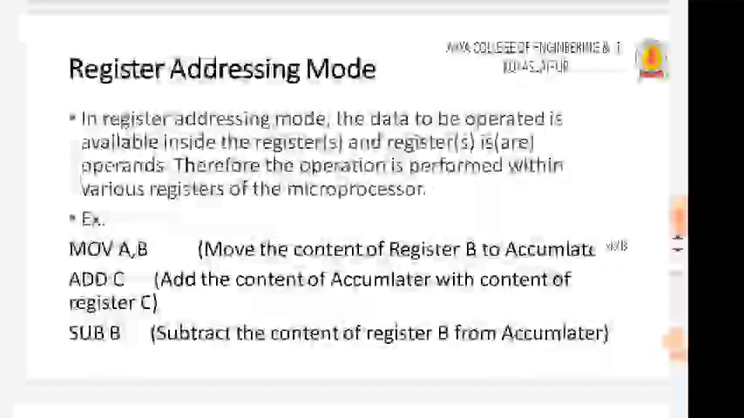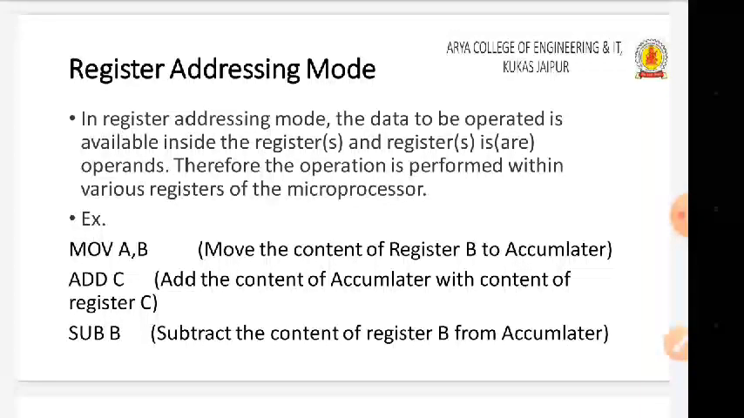Second, register addressing mode. In register addressing mode, both the operands are in registers. For example, MOV A, B. Here A and B both are names of registers. There is no data given directly. The data is in register B, which will move to register A.